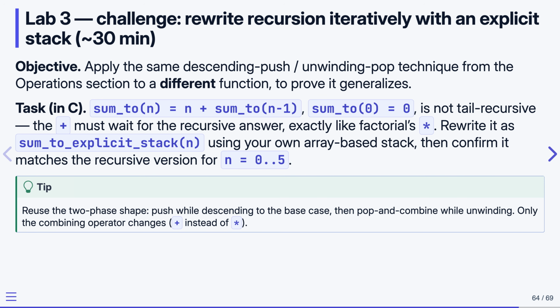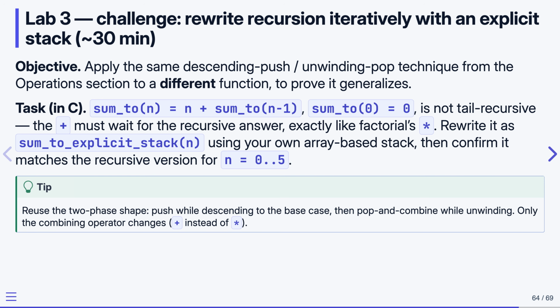This is Lab 3, the challenge. You have about 30 minutes. The goal is to take the push while descending, pop while unwinding technique from the operations section and apply it to a different function. This proves the technique generalizes.